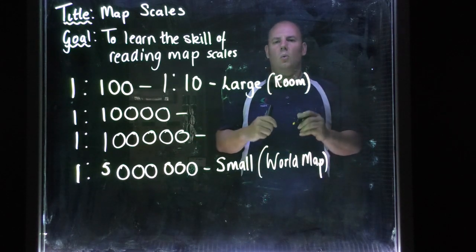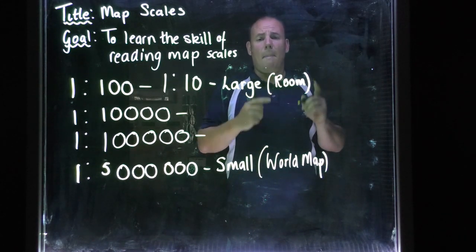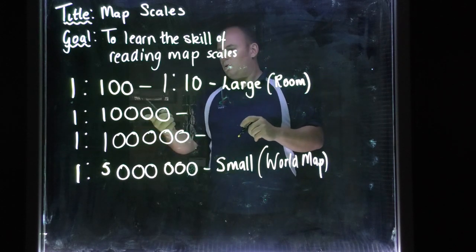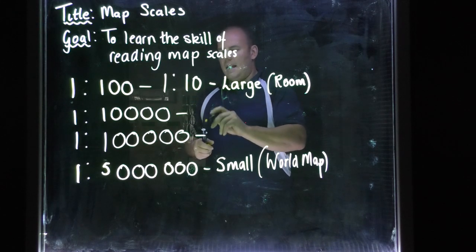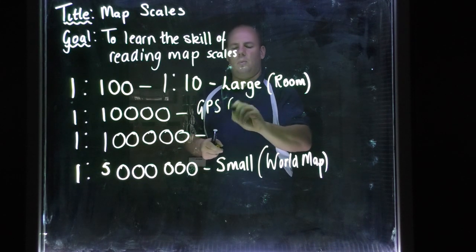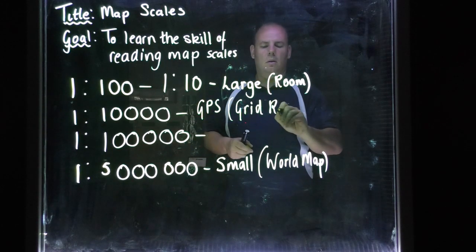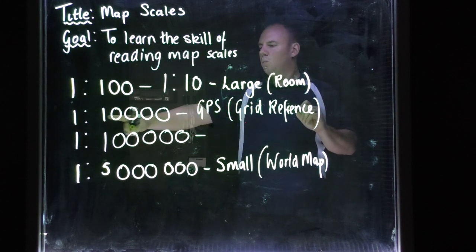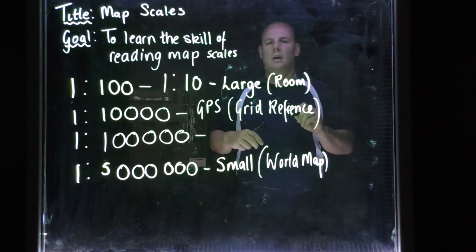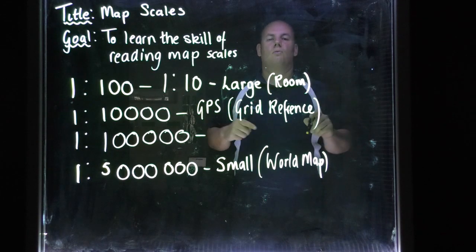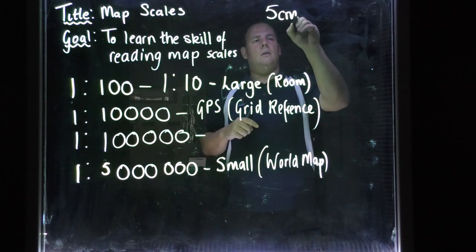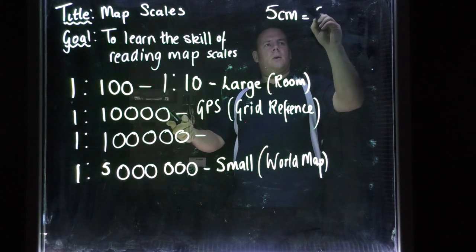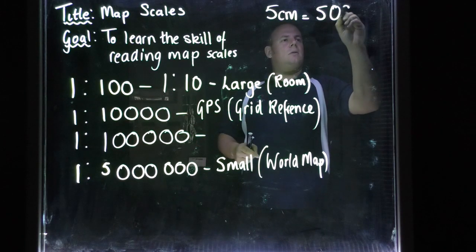So with that in mind, when you're trying to calculate distances on the map using these scales, so if we were looking at this one, and this one would probably be a GPS map, so we'd probably use this on a grid reference map. If the scale was 1 to 10,000 and the distance I was measuring on the map using a ruler was 5 centimetres, what does that mean? Well, it would be 5 times this, which would be 50,000.